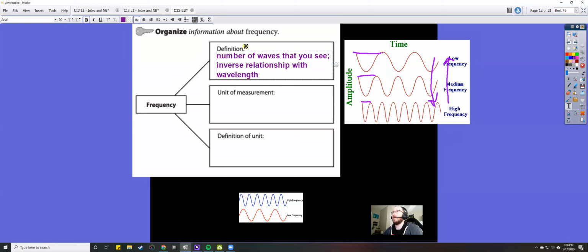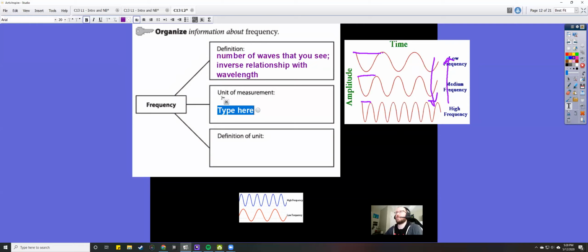So we have an inverse relationship with wavelength. As the wavelength goes up, the frequency goes down. So wavelength is longer, so we have a low frequency. As the wavelength goes down, short wavelength here, the frequency goes up. So inverse, that's what inverse means. It means as one goes up, the other goes down, kind of like a seesaw.